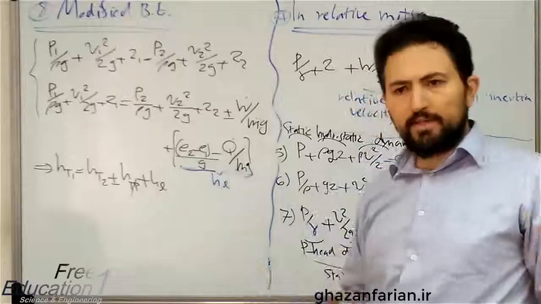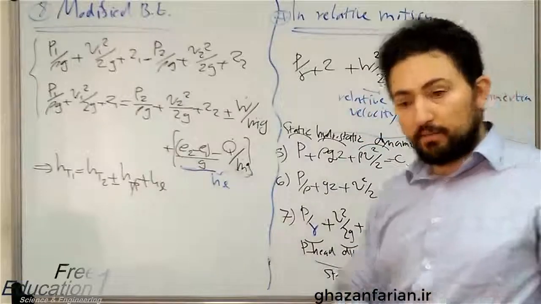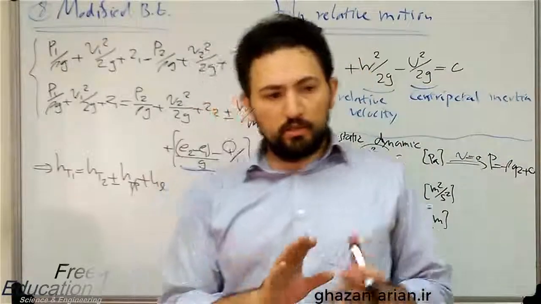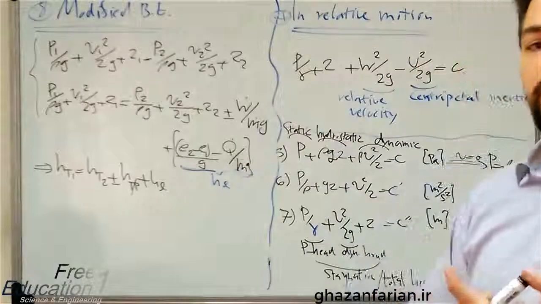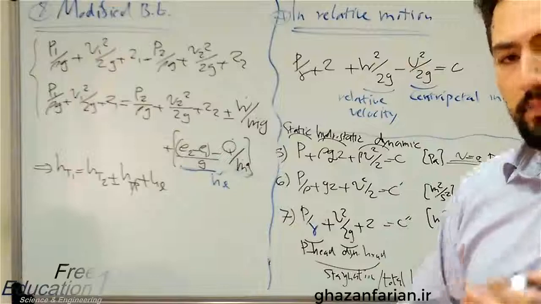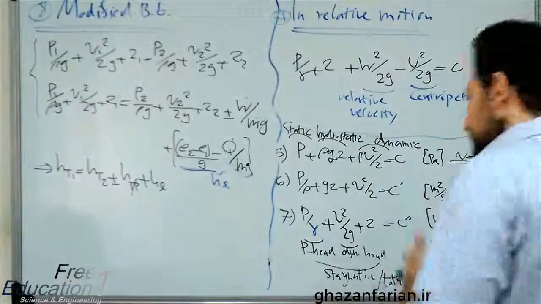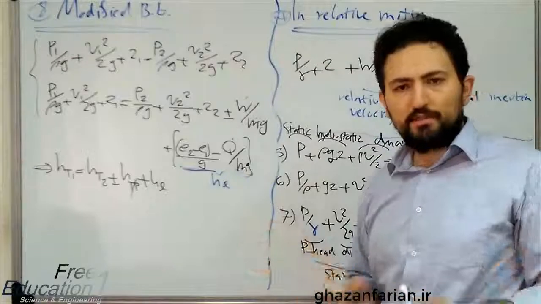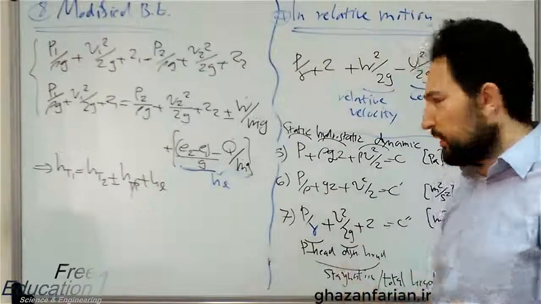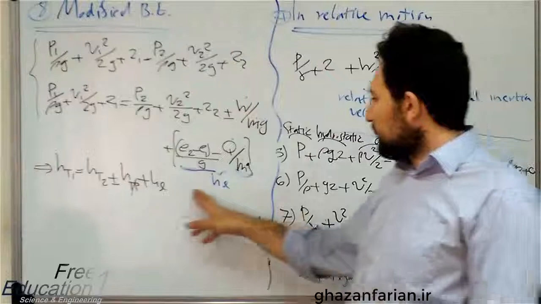For example, if you touch the compressor behind the refrigerator, you understand that it's hot. The high temperature of that compressor leads to the dissipation of heat based on different mechanisms of heat transfer, such as radiation or convection or conduction. So this term is called the head loss.